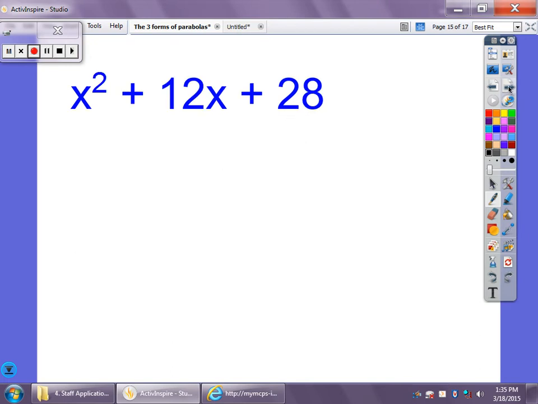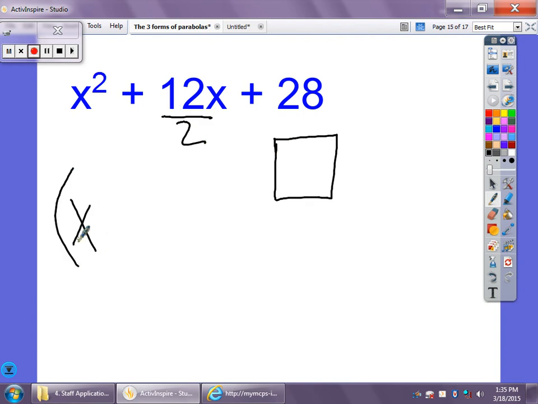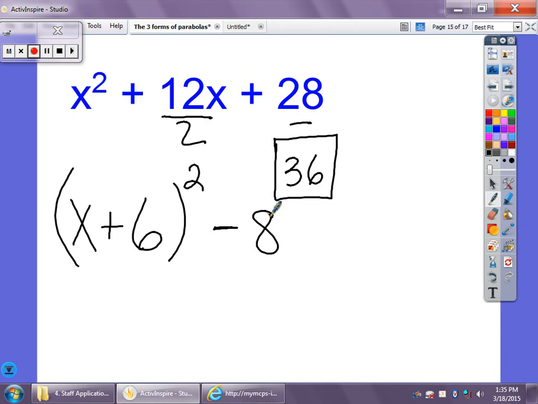Let's try another one of those. x squared plus 12x plus 28. I don't like 28 because it's not perfect. Let's make a perfect square. Half of 12 is 6. (x plus 6) squared. 6 squared is 36. 28 minus 36 is a negative 8, and I am done. Standard to vertex.